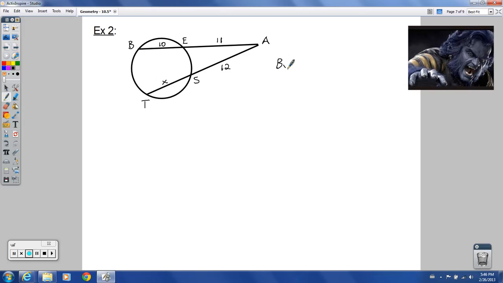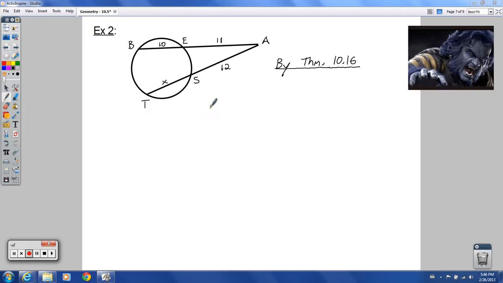11, 10, let's call this one 12, and we'll call this one X. Okay, so by Theorem 10-16, how can we set this up? Using just the letters first. If I said you had to use that, multiply the pieces together. AE times EB is going to equal AS times ST.